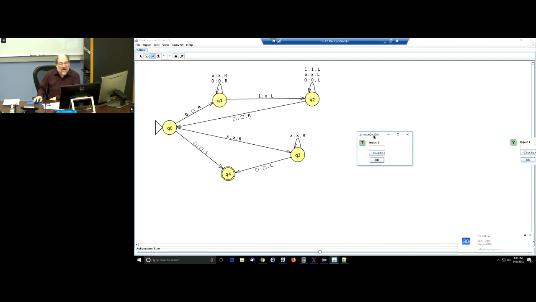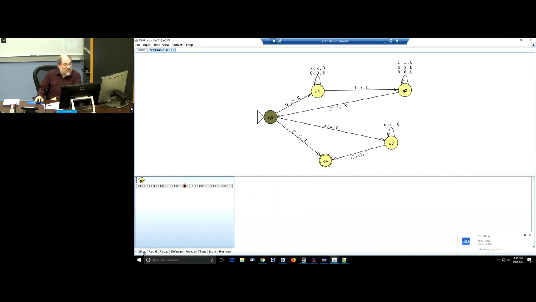But let's at least test this with first a matching case, 0011. All right, so we delete the first 0, move to the right until we hit a 1, overwrite that 1 with an X and start moving left until we hit a blank. Reposition. Delete the first 0, move to the right until we hit a 1. Replace that 1 with an X and start moving left until we hit a blank. Reposition.